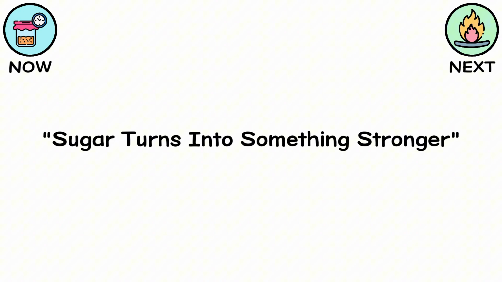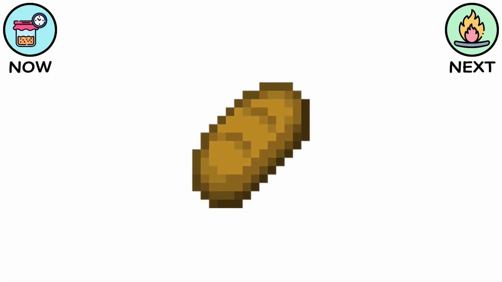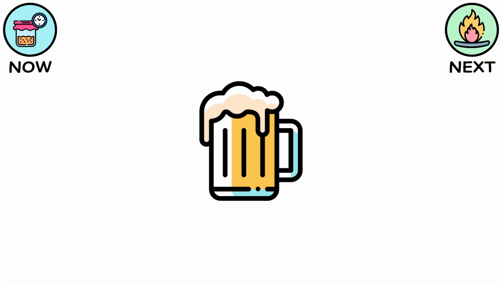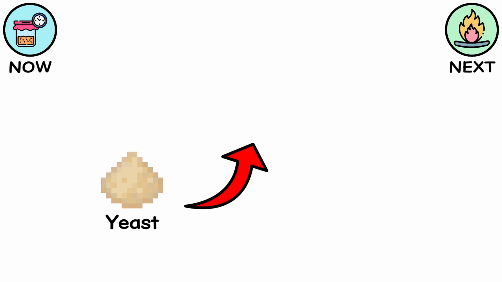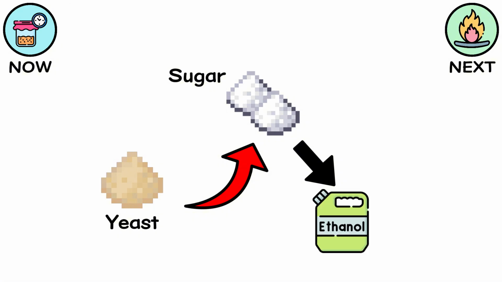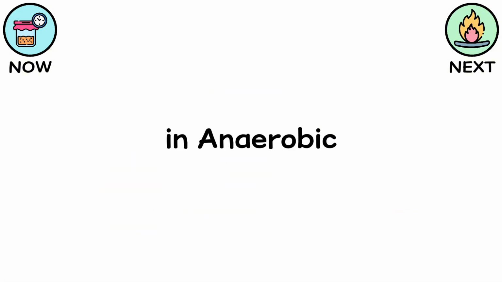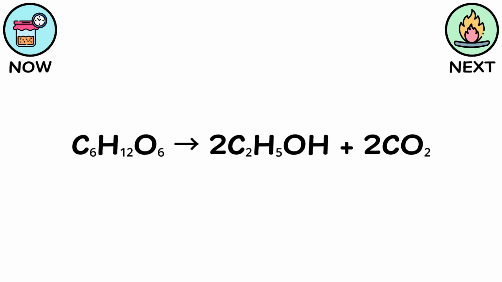Fermentation. Sugar turns into something stronger. Fermentation isn't just for bread. It's also how we get beer, wine, cheese, and yogurt. In alcohol production, yeast consumes sugar and converts it into ethanol and carbon dioxide in anaerobic, no-oxygen conditions. For example, here we have the alcohol fermentation pattern.